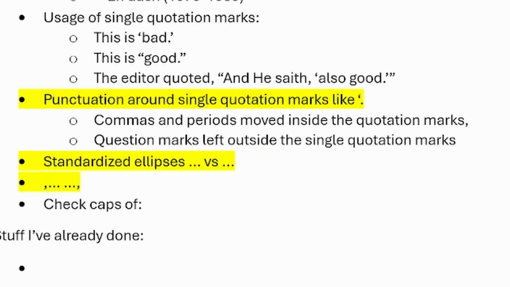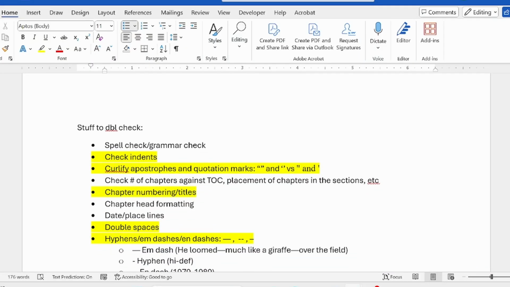Also, as I go, I keep a running list of terms that I want to make sure are capitalized consistently. For example, if you have Your Majesty, authors usually can't decide how they want to capitalize that, so I will just keep a list of those sorts of terms and make sure that I'm checking them as I go.